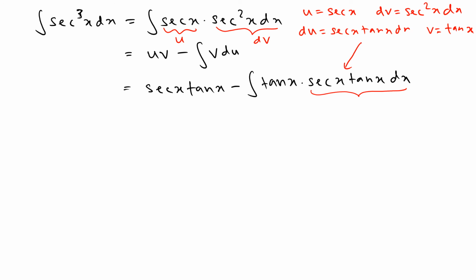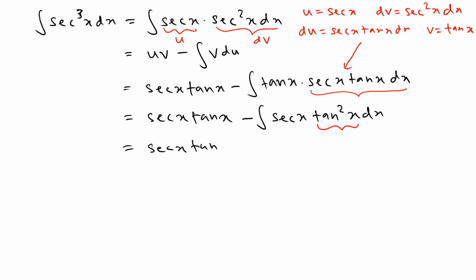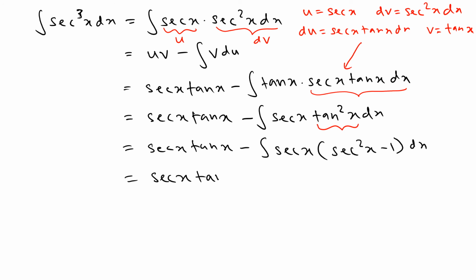Now what we can do is multiply the tans. So tan times tan gives tan squared, and we can write this as secant x tan x minus the integral of secant x tan squared x dx. And tan squared x we can rewrite using again the Pythagorean identity. So you can rewrite this as secant x tan x minus the integral of secant x times secant squared x minus 1 dx. Now we can write this as two different integrals: secant x tan x minus the integral of secant cube x dx plus the integral of secant x dx.